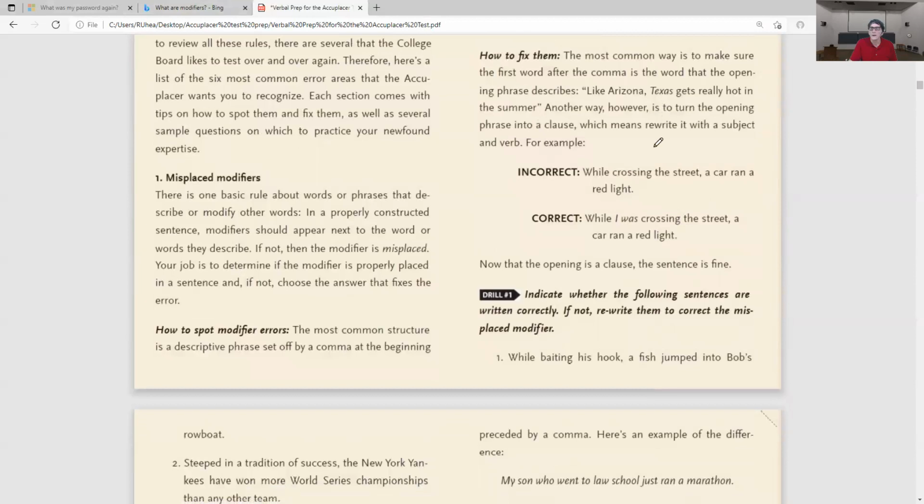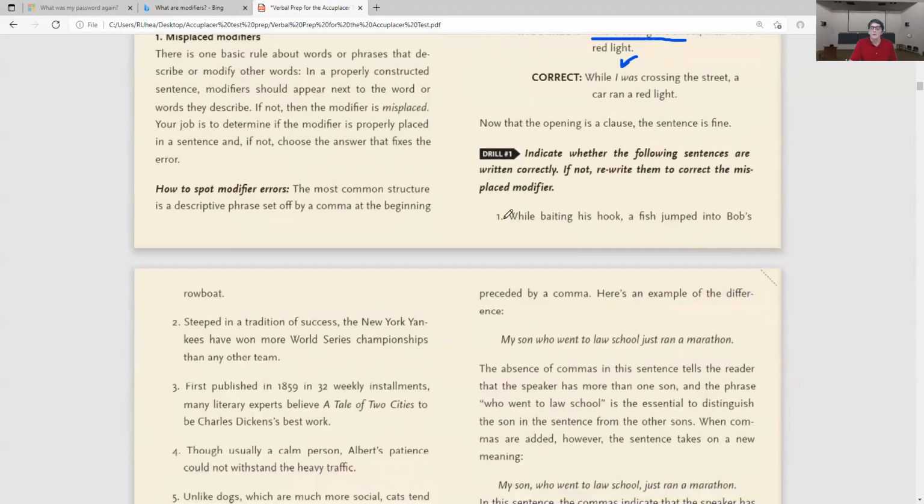If we go further down here, another way to correct a misplaced modifier is when a sentence doesn't contain a clear subject. It says, while crossing the street, a car ran a red light. A car comes right after the comma. However, the clause at the beginning of the sentence, while crossing the street, is missing the word I. It's missing the subject of the sentence. You could change it to, while I was crossing the street, a car ran a red light. That would take care of the misplaced modifier.